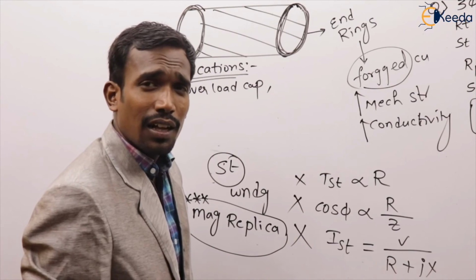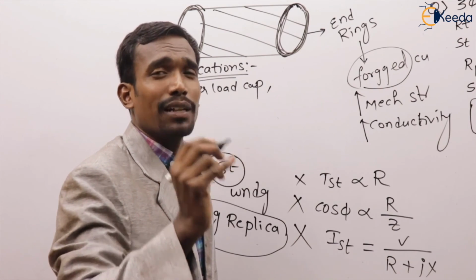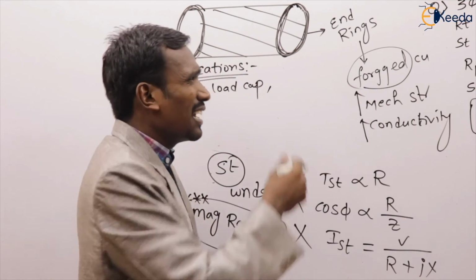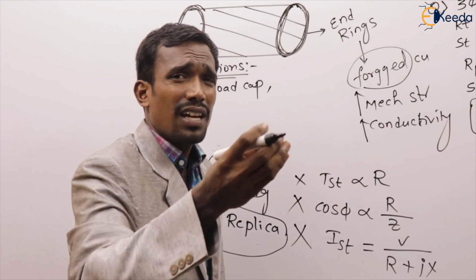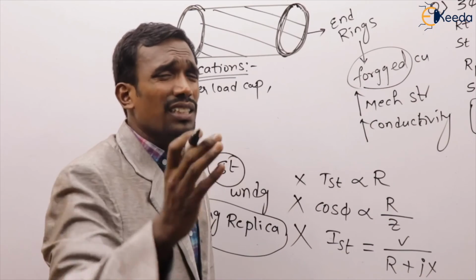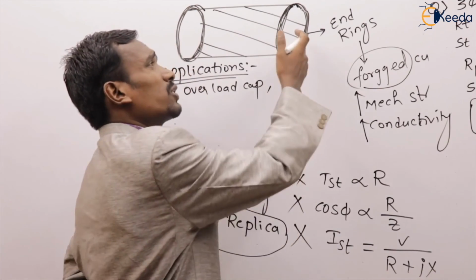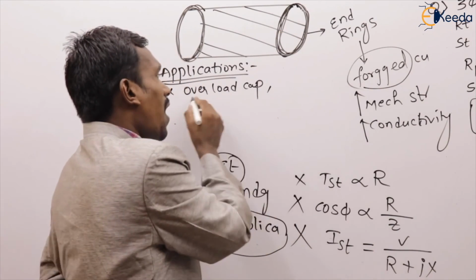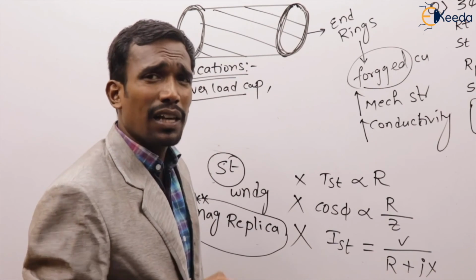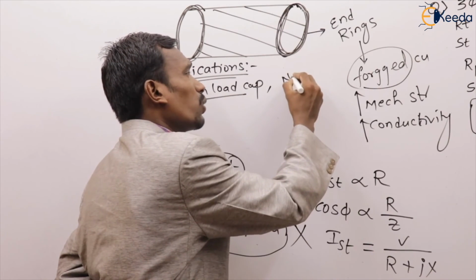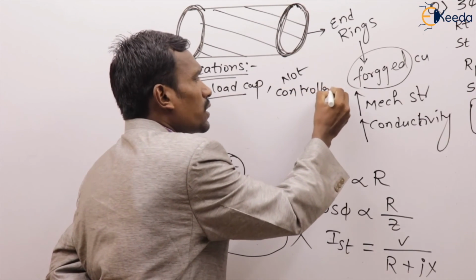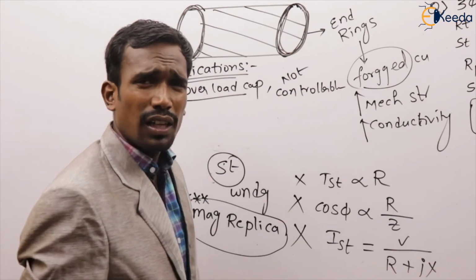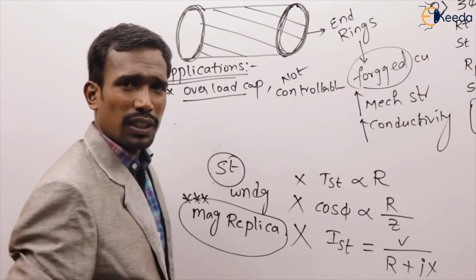and uncontrollable speed applications. Generally, the pole changing method is somewhat difficult. If you add extra resistance, that is a very easy method actually, but there is no possibility. That's why high overload capacity applications which are not controllable, in those applications generally we are using it.